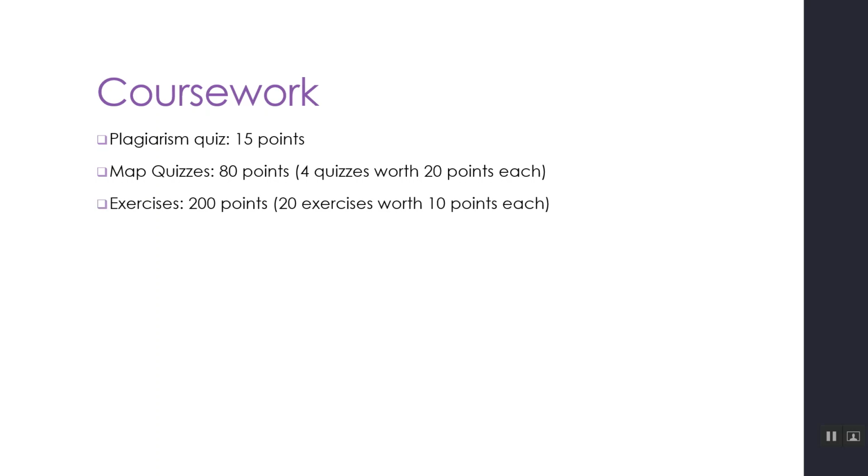There are exercises. These are usually short written assignments or discussion posts. They are worth 10 points each. There are 20 of them for a total of 200 points. You're going to complete a country journal, which has 10 entries worth 5 points each.